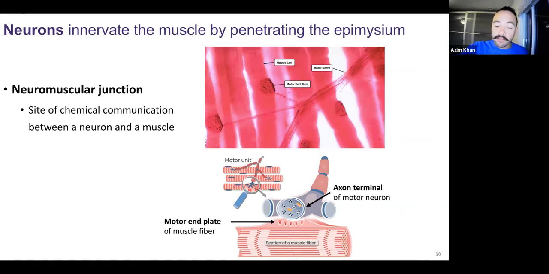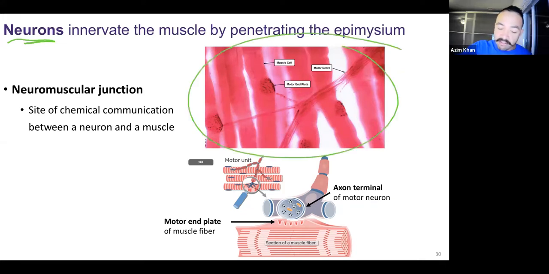To cause a muscle to contract, you need a neuron, or really electrical stimulation, but for your body to control it consciously, it needs neurons to send a signal. Neurons innervate the muscle. They get through that epimysium layer. We'll see a good image of this coming up later in Complete Anatomy. But neurons, so another tissue type, are talking to muscle to cause them to contract.